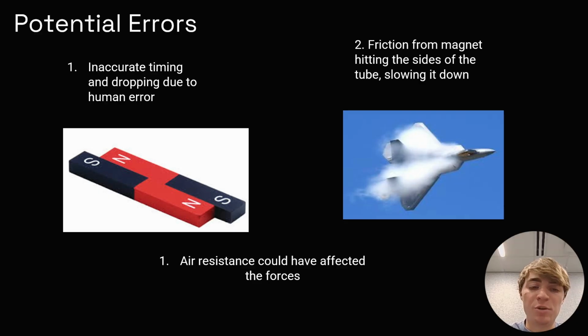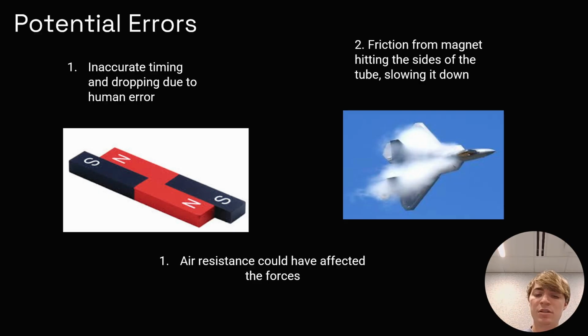For some potential errors within the lab report, we have first that there could have been inaccurate timing and dropping due to human error when recording the actual times for each trial in the experiment, which could accumulate essentially over multiple trials. Second, we have friction from the magnet hitting the sides of the tube, slowing it down. The tube was rough due to the aluminum foil and hard to drop it perfectly vertically through, so some collisions in contact could have reduced or increased that time as a result.